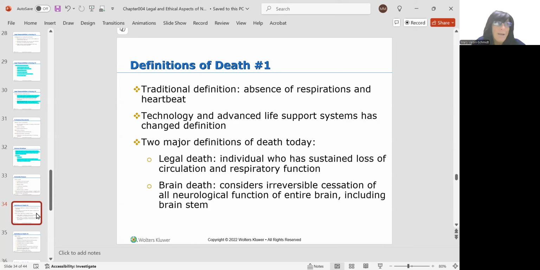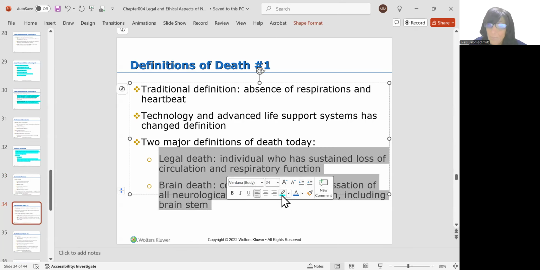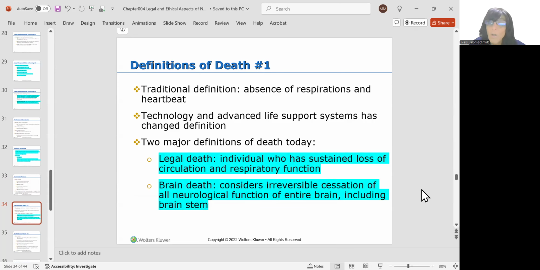They talk about what the definition of death is. The definition is that the person has stopped breathing and their heart has stopped beating. When we talk about the definitions of death, we're going to look at legal death and brain death. Legal death is when the heart has stopped beating and respiratory function has stopped. In other words, they stopped breathing, the heart stopped beating. Brain death is the irreversible cessation of all neurological function of the entire brain, including the brain stem.